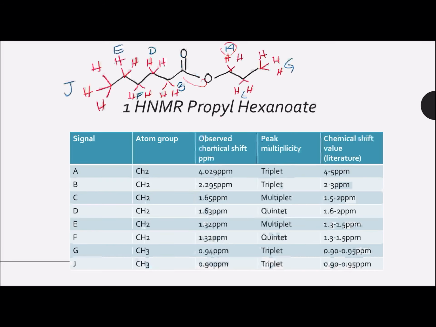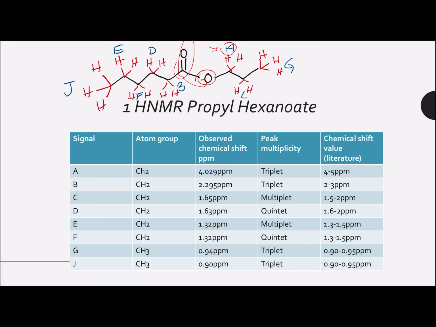So we have our HNMR for propyl hexanoate. This one has several signals. The most downfield is actually 4.02 or 4.03, and this one is the CH2 that is categorized as A right here, right? That's because it's right next to the oxygen and the carbonyl group. That's why it's so downfield.